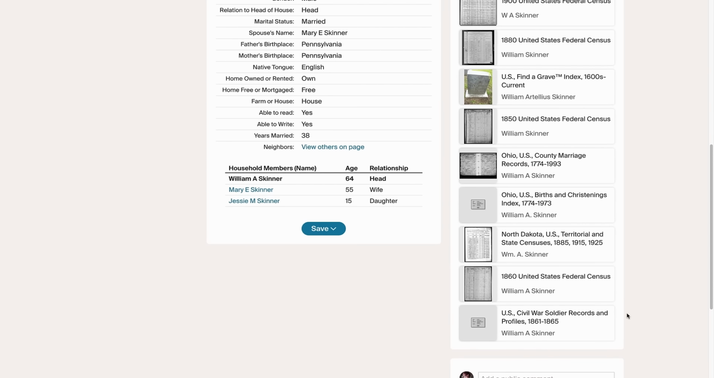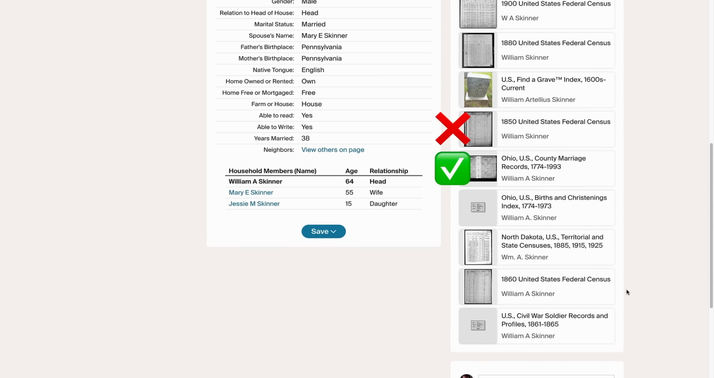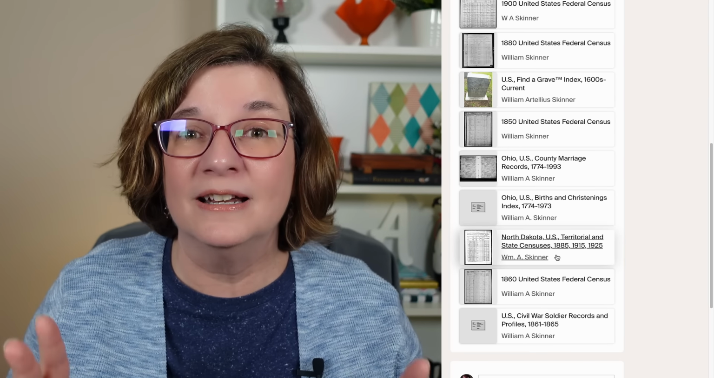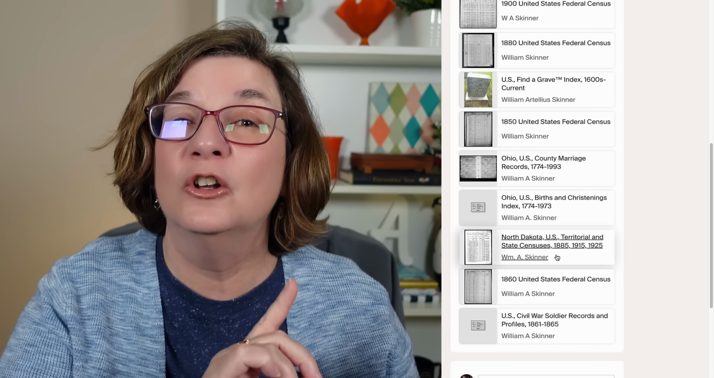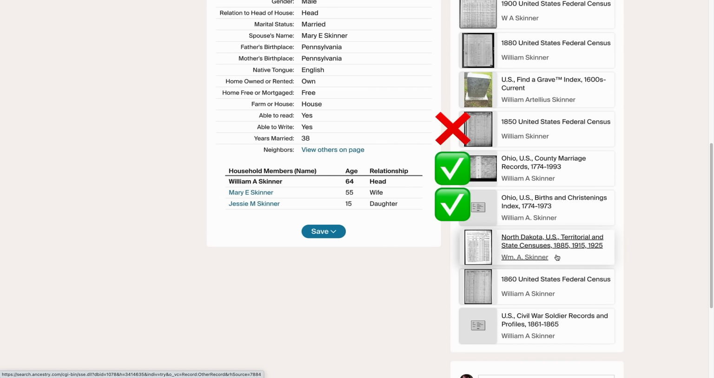The Ohio County marriages, yes, this actually is his marriage to Mary Carter. The Ohio, U.S., Births and Christenings Index, technically it's pertaining to the correct William Skinner, but this isn't his birth record, it's actually pertaining to his daughter's birth record. So you do have to be careful on that. The 1860 federal census is correct, and I've already attached that one to my tree.